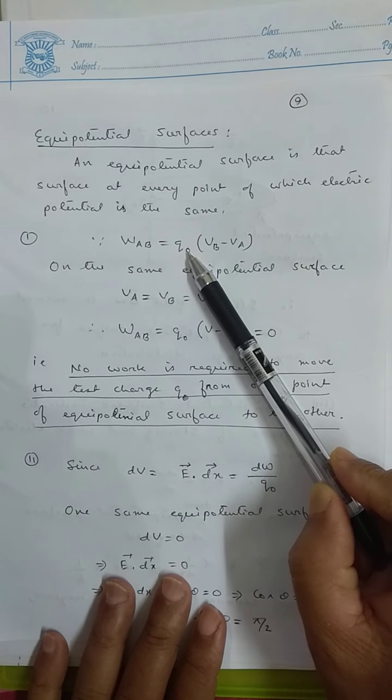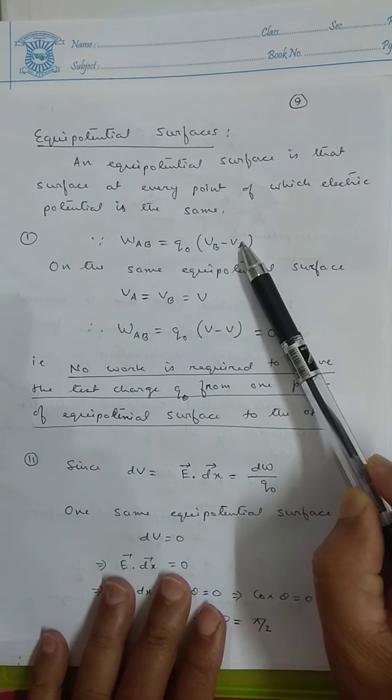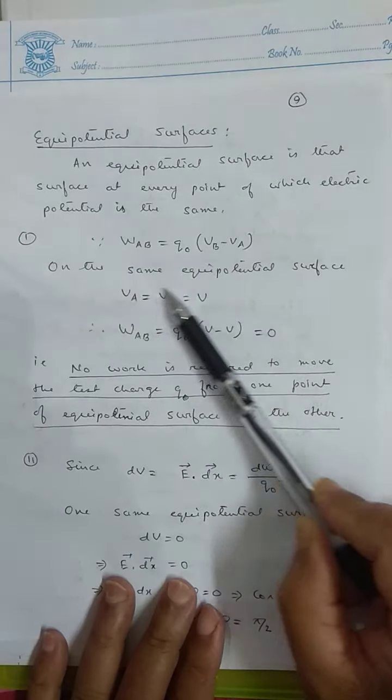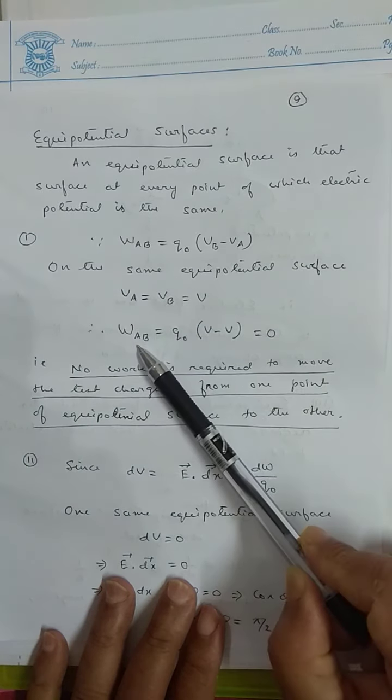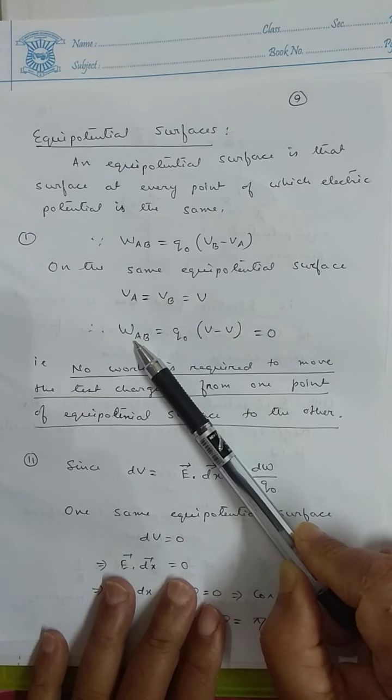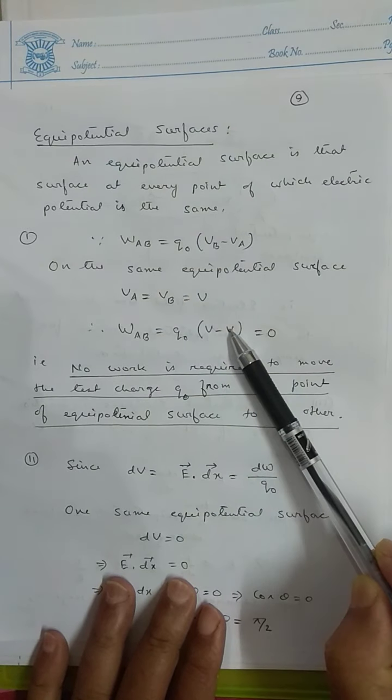Last class we found that it is Q0 (VB minus VA). Since the potential has the same value, VA is equal to VB. That means what is the work done to move the charge from A to B on the same equipotential surface? Q0 (V minus V).